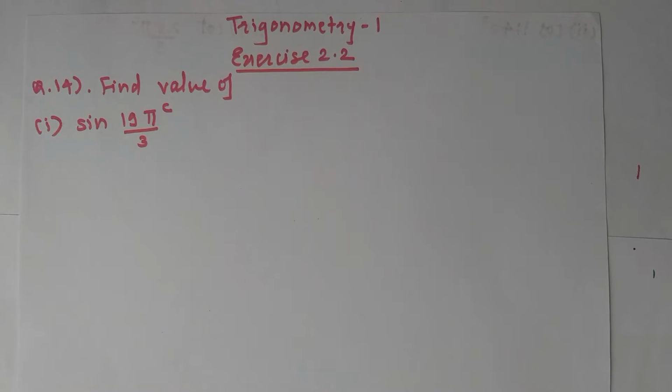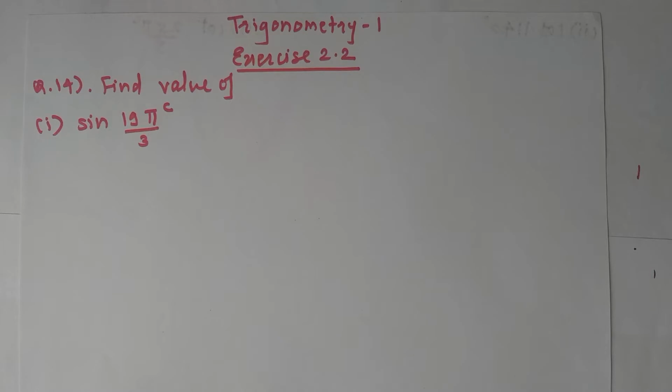Dear students, today we will see problems from exercise 2.2 from chapter Trigonometry 1. We have solved questions 1 to 13 in our previous lecture. Now questions 14 and 15 remain. First we will see question 14. Find the value of sine 19 pi divided by 3 radians.